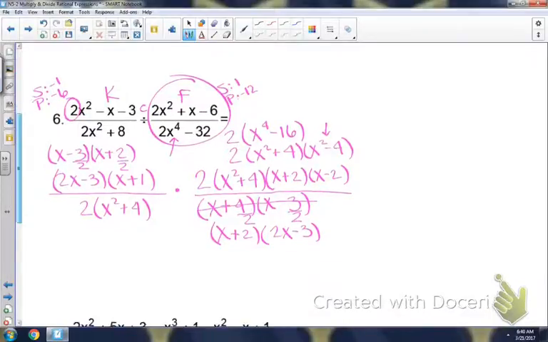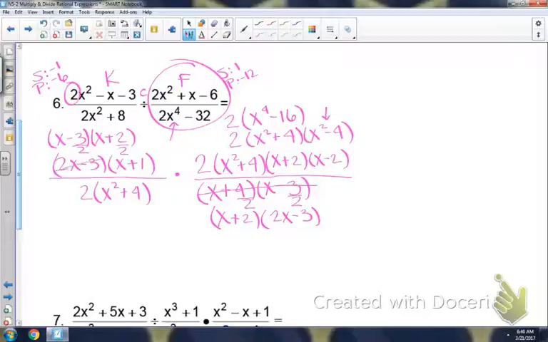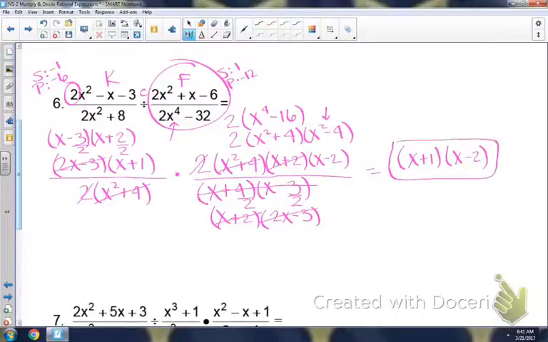Okay, so now we need to look and see if we can cancel anything. We have a 2x minus 3 that I can cancel with this one. An x plus 1, I don't have one. I have a 2. I have an x squared plus 4. We have an x plus 2. Okay, so look at on top. On top we have an x plus 1 and an x minus 2. On bottom, notice we canceled everything out, so this would be my answer. Make sure not to multiply it back together.